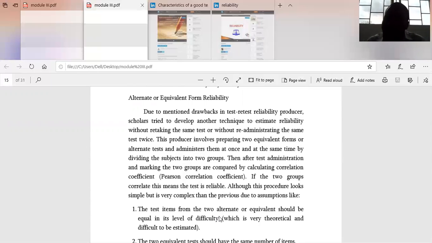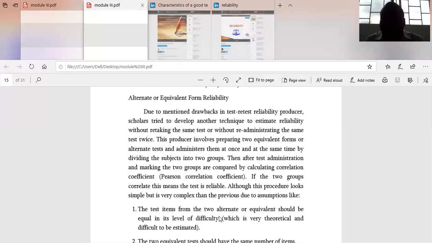You see, even if the total questions are maybe 25, it means that you have 25 in A and then you have 25 in category B. So you give that test to the students because they have the same weights. And then after that, you mark. And when you mark, you now need to calculate what you call the Pearson correlation coefficient. If the two tests correlate, this means that the test is reliable. And if they do not correlate, it means that the test was not reliable.